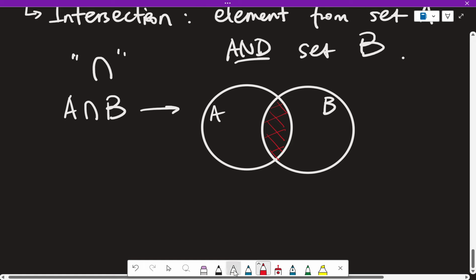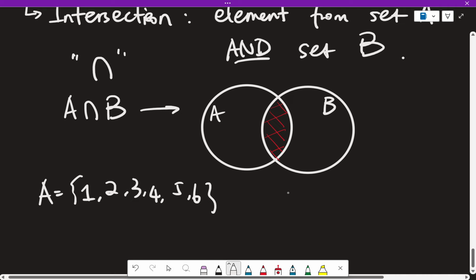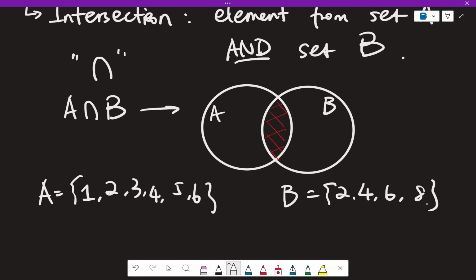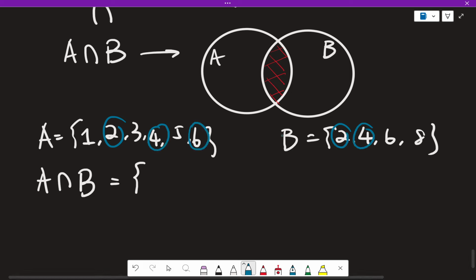A real example would be if set A is equal to 1, 2, 3, 4, 5, 6, and set B is equal to 2, 4, 6, 8. What would A intersection B be? Which elements appear in both sets? 2 appears in both, 4 appears in both, and 6 appears in both. So A intersection B would be all these elements that appear in both sets.